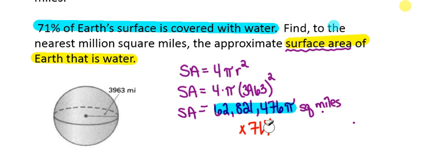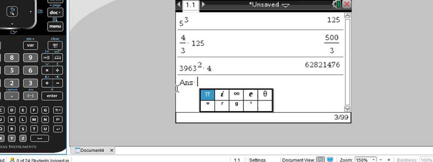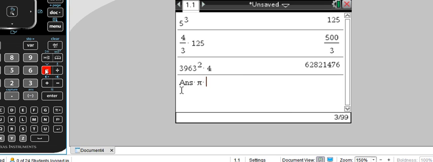And to multiply by 71% using the calculator really means to multiply by the decimal 0.71. So I'm going to take this answer, multiply times 0.71. Now if I want to avoid typing in that 62 million number, I can simply hit Control and then the negative button, and this will bring up the answer from the preceding line. So I want to take that number, I want to multiply times pi, and I want to multiply times 0.71.